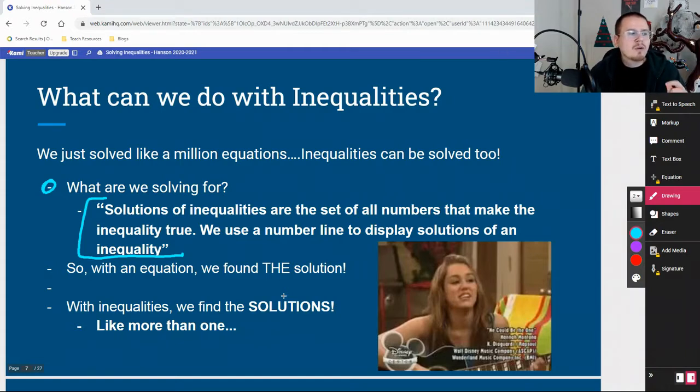So with an equation, we found the solution. Shout out Hannah Montana. He could be the one. But with inequality, we find the solution set. So there's usually going to be more than one. Doesn't mean there always is, but generally it's the set of all solutions, and there's many of them.